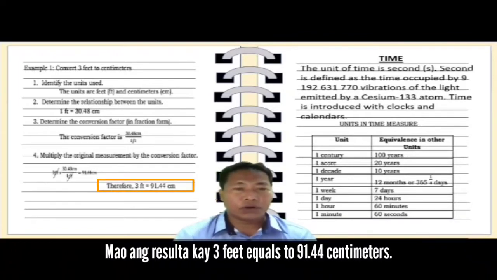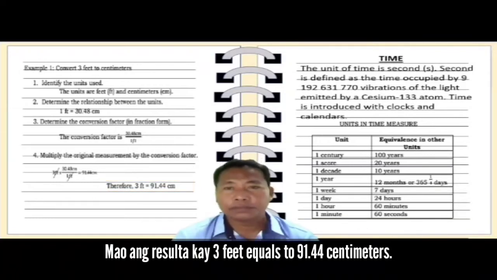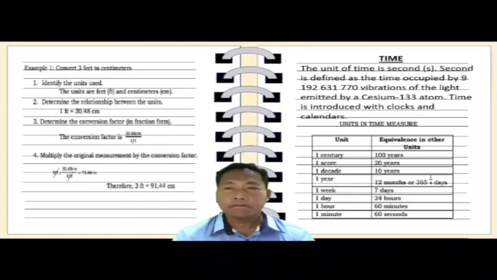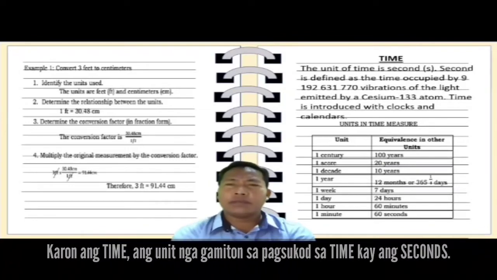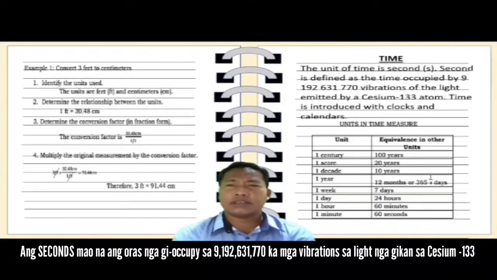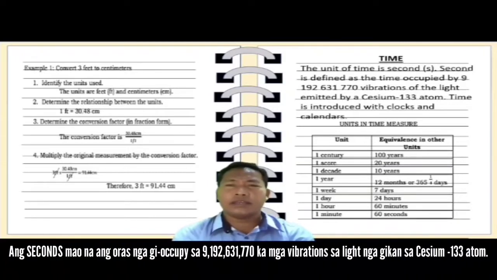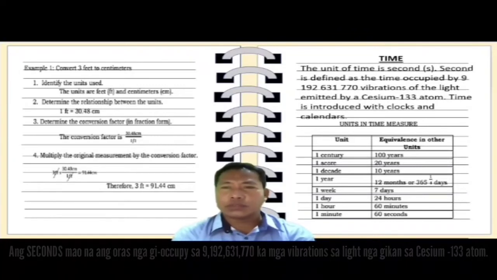So, therefore, 3 feet is equal to 91.44 centimeters. Okay? Now, we have here the time. The unit of time is second, or S. Second is defined as the time occupied by 9,192,631,770 vibrations of the light emitted by a cesium-133 atom.